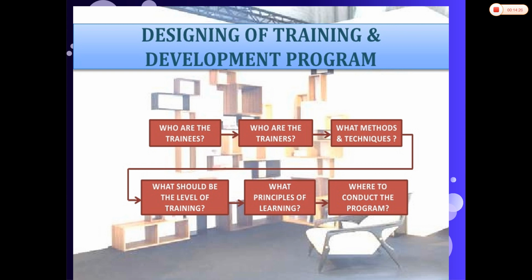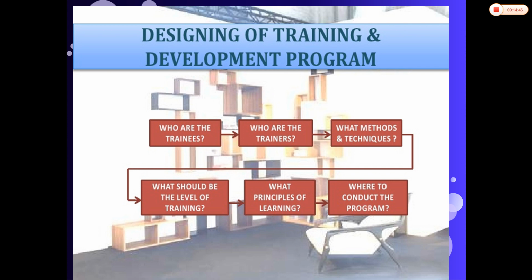So how to operate a machine, how to handle a machine, how to reduce accidents, that kind of training will be given to a person who is working as a blue collar worker. So the training level, the extent of training, the nature of training vary from one position to another position. The next one is, what are the principles of learning?